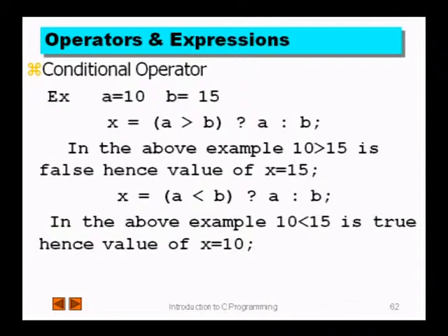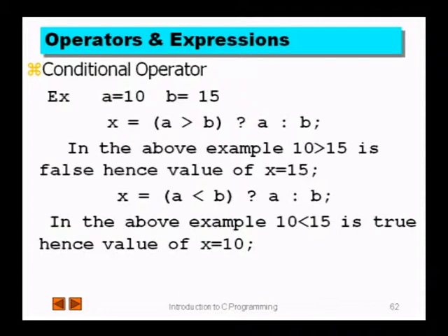As you have seen in the example, if expression 1 is evaluated to false, then expression 3 is assigned. Expression 1 is A greater than B, expression 2 is A and expression 3 is B. A is not greater than B, so it is false. Naturally expression 3 is assigned to x. 10 greater than 15 is false, hence x is equal to 15.